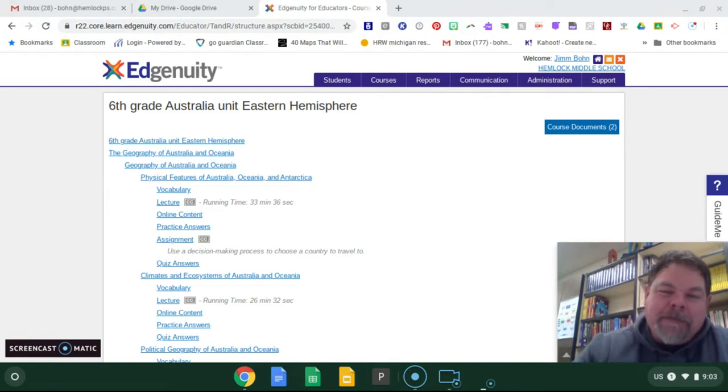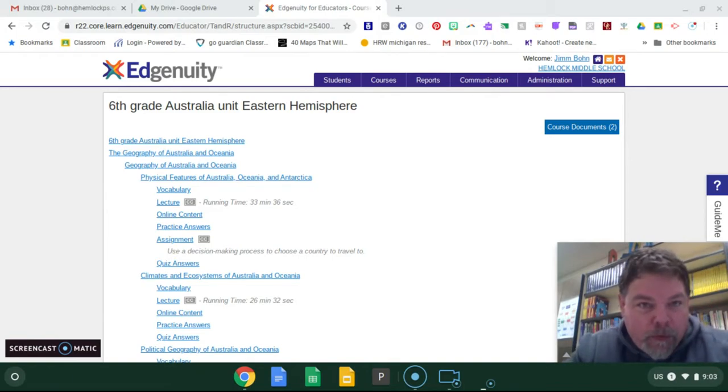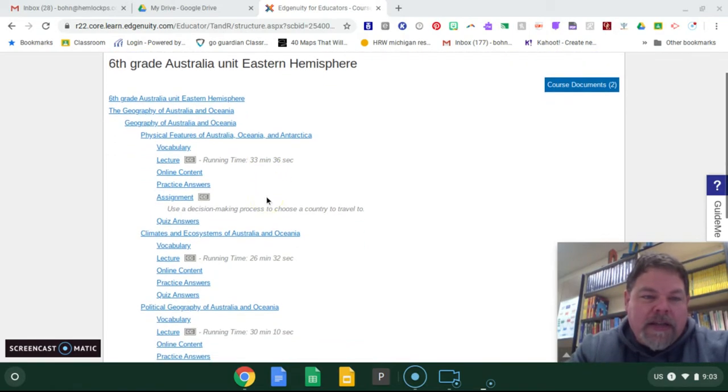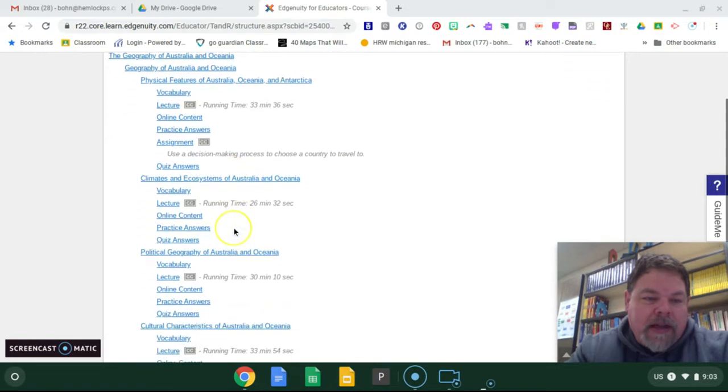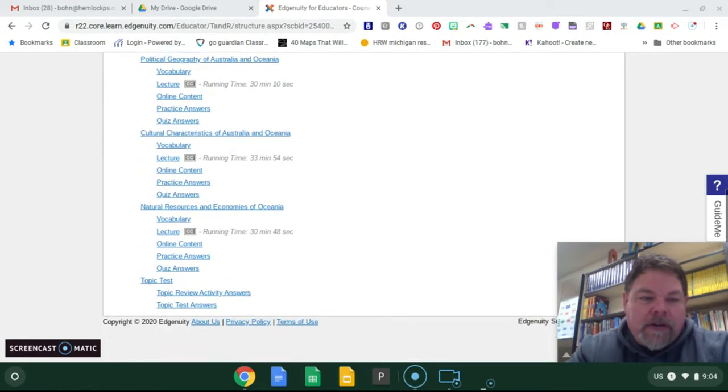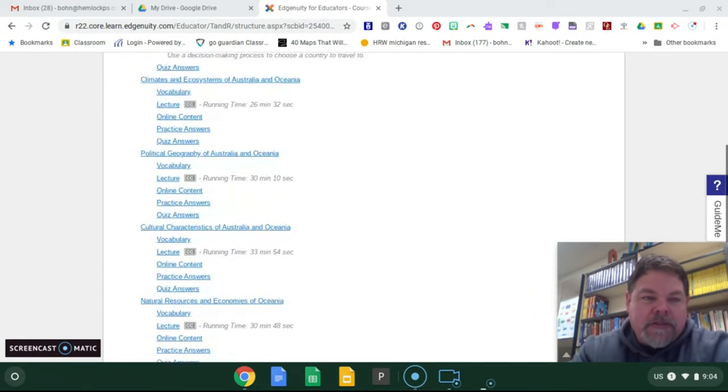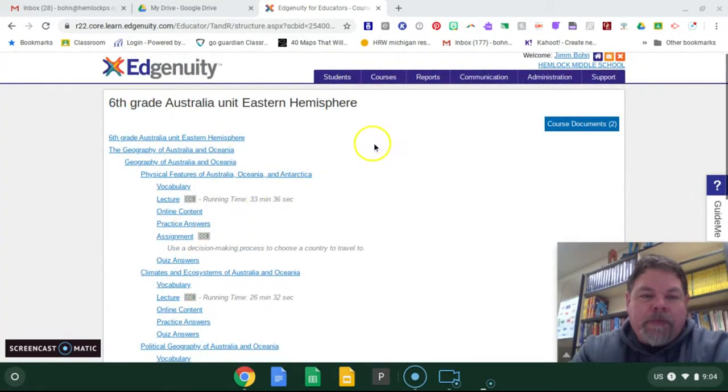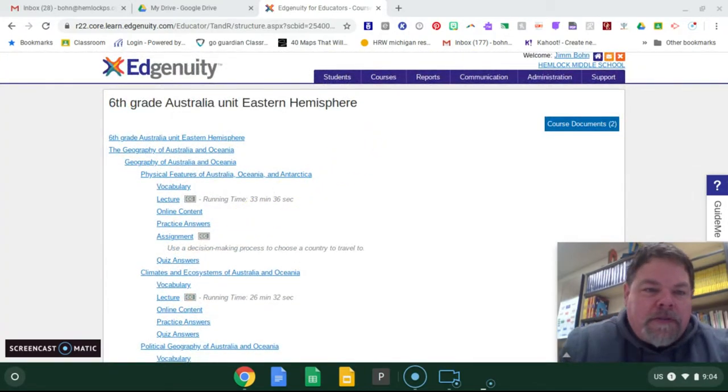Now, I know that might seem a little bit odd because that's not in your normal book, but at the end of each year, we cover Australia back out of the seventh grade book. So this is a great time to get that part done. We're going to cover many of the parts of Australia here, as you can see on the side: physical features, climate, political geography, cultural characteristics, natural resources, and so on. So we'll be diving pretty deeply into Australia for this 2-week period.